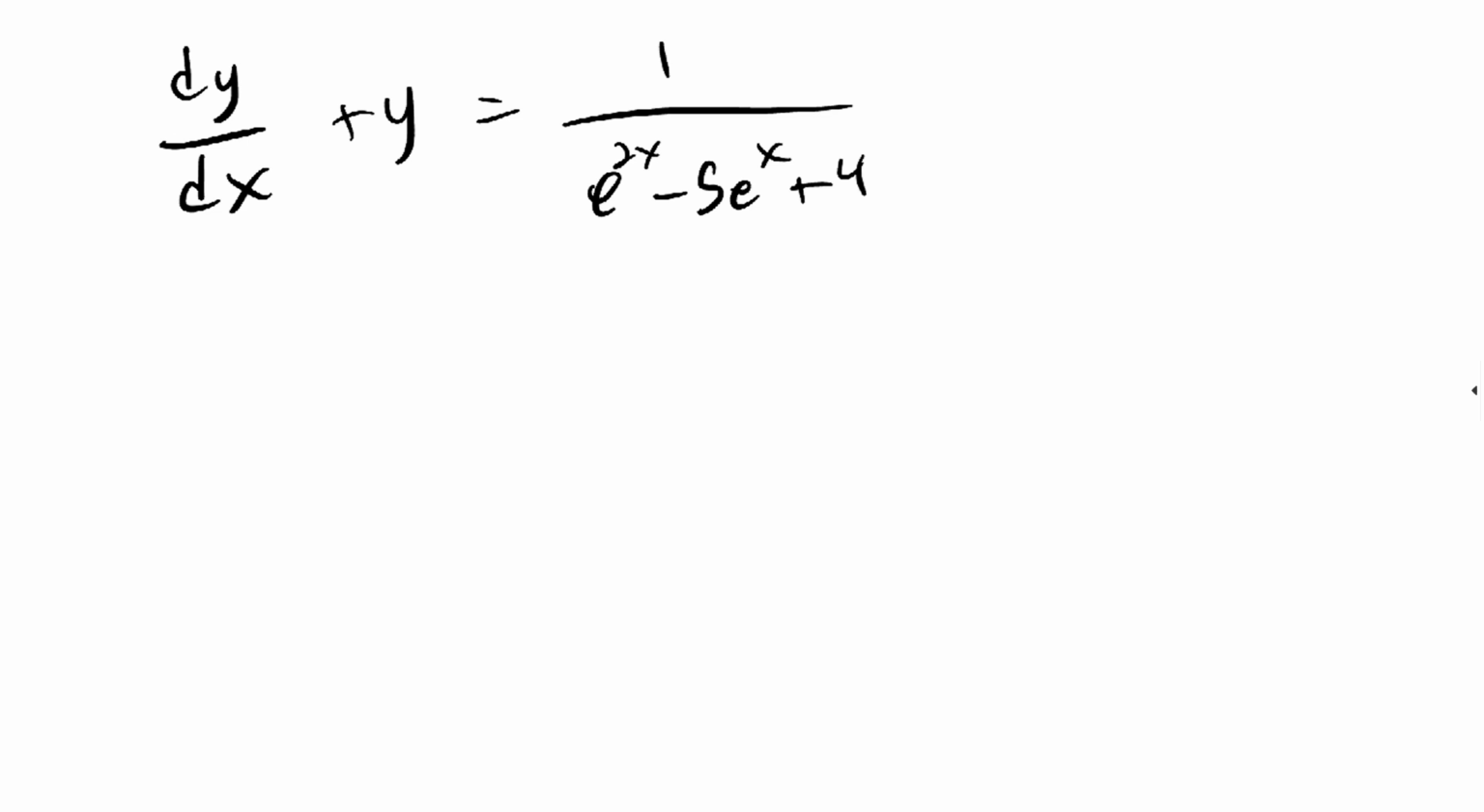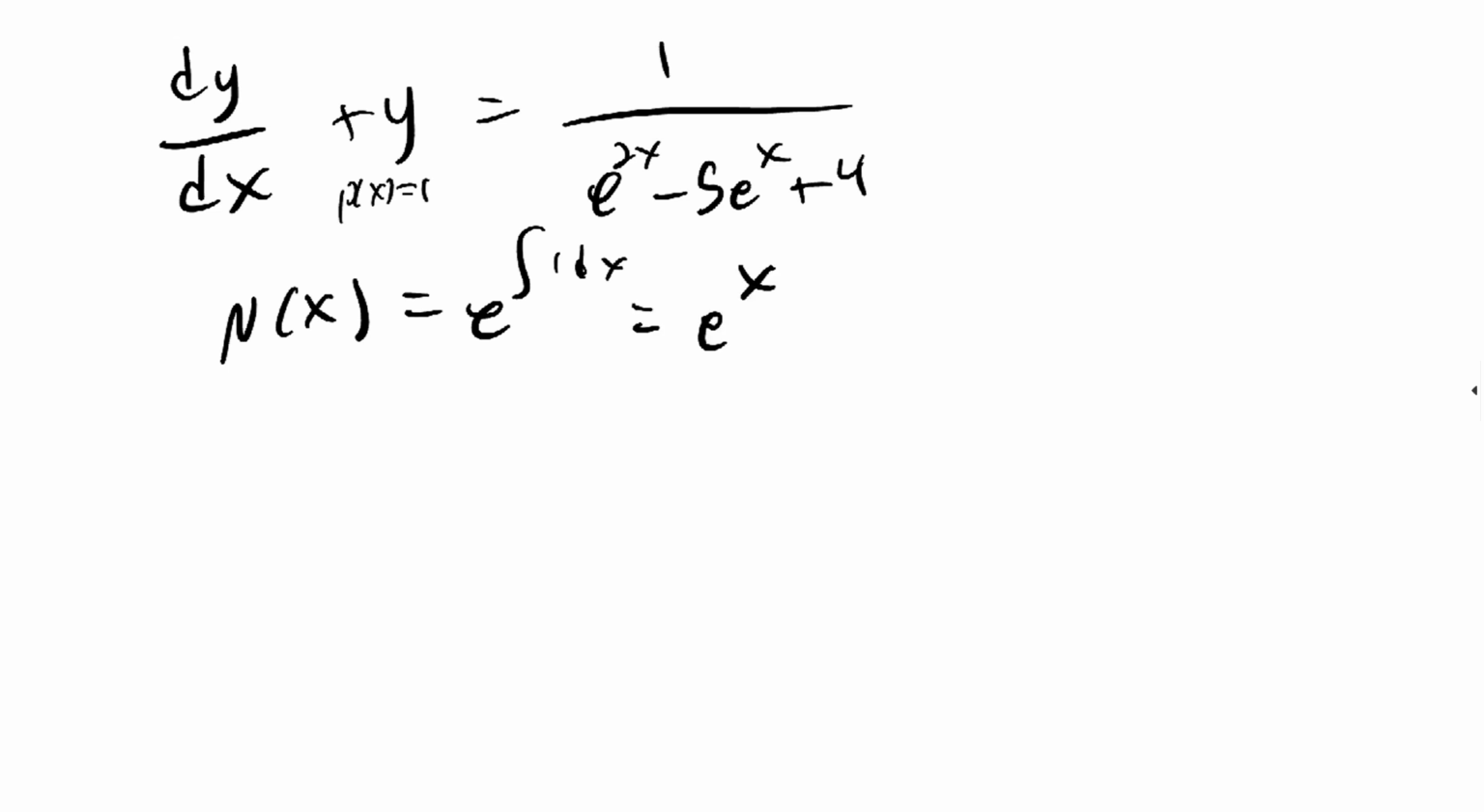And what we're going to do is, first of all, mu of x: this is all the same stuff. p of x over here is just 1, and this right-hand side is our q of x. So our integrating factor is just going to be 1. It's literally just 1. So mu of x is just equal to e to the integral of 1 dx, which is just e to the x.